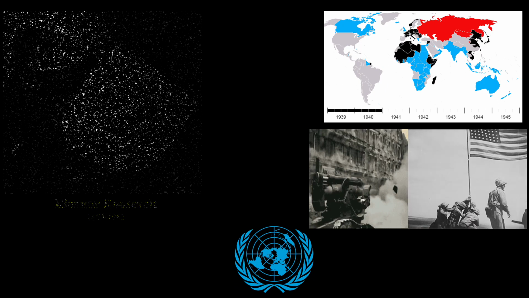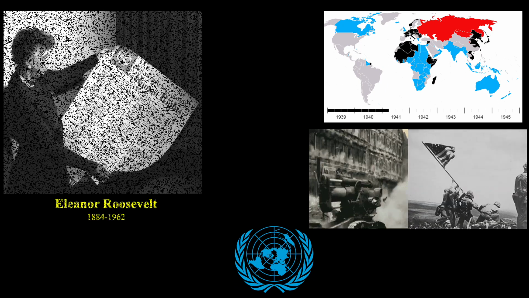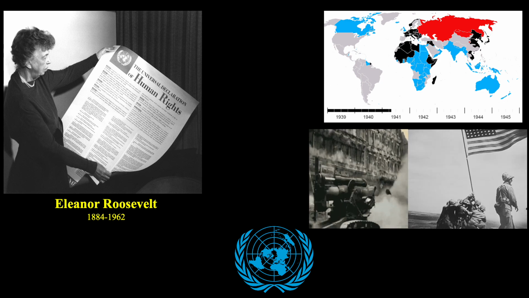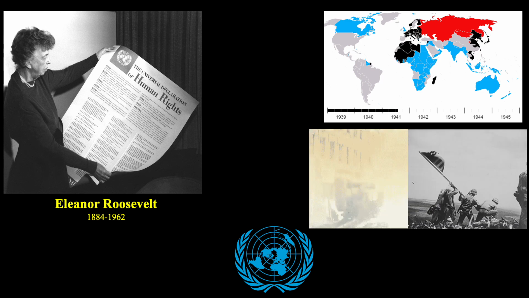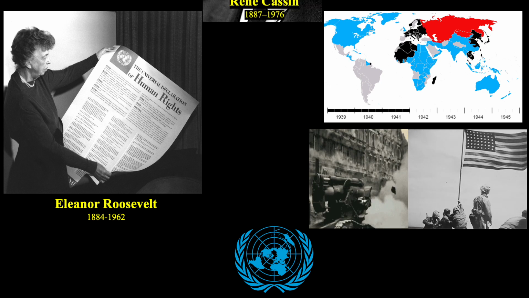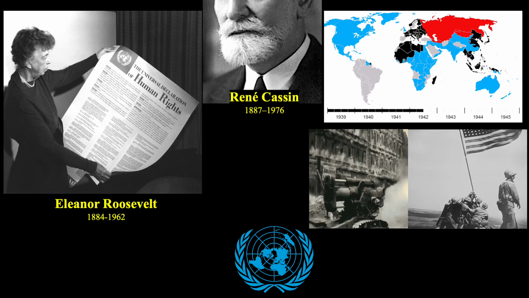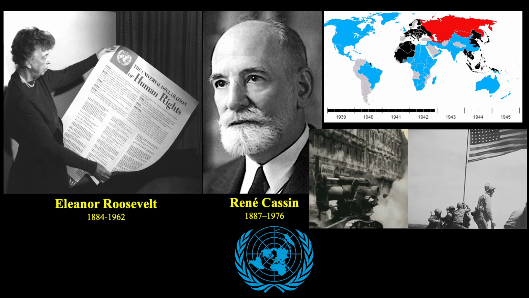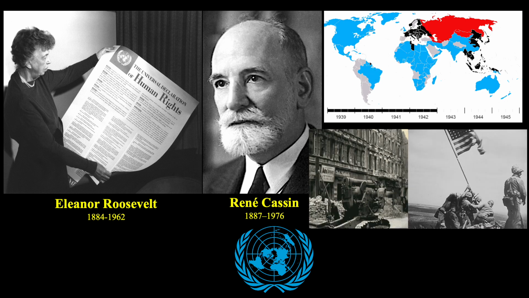World War II led to increasing emphasis on human rights. Following the war, the newly established United Nations named Eleanor Roosevelt, the widow of the late President Franklin Roosevelt, to head its Human Rights Committee. This committee drafted the Universal Declaration of Human Rights, whose primary author was French legal scholar René Cassin.